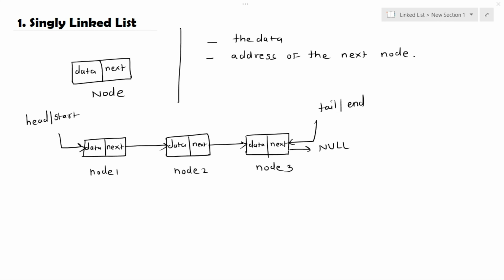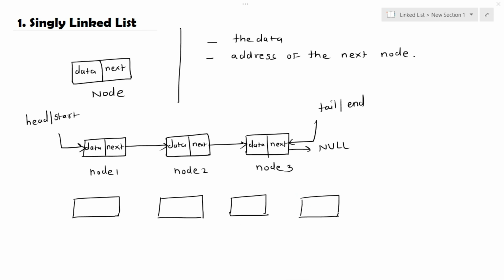Now let's see a similar example. Again I am going to create 4 nodes. This is node 1, then node 2, node 3 and this is node 4 and so on. You can create as many nodes as you want. Again each node is divided into buckets. Each node contains 2 buckets, or we can call them partitions. The first bucket is data, for example 5, 10, 15 and 20. This is data, and the second bucket is a pointer to the next node.